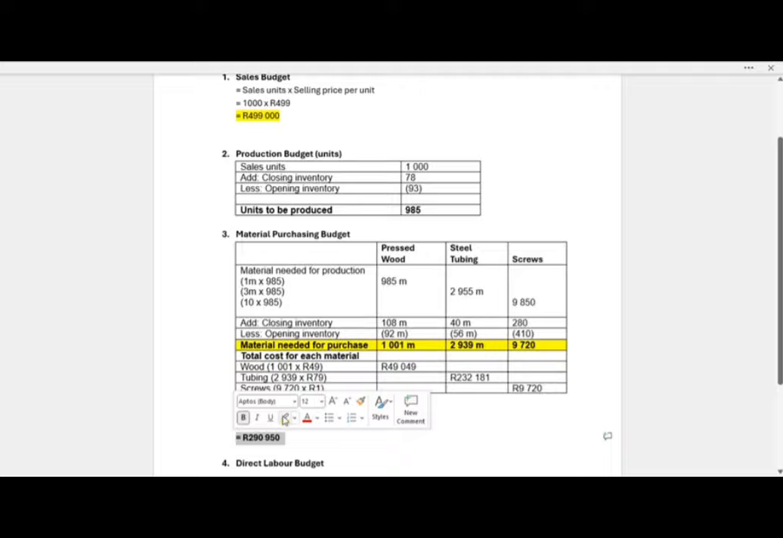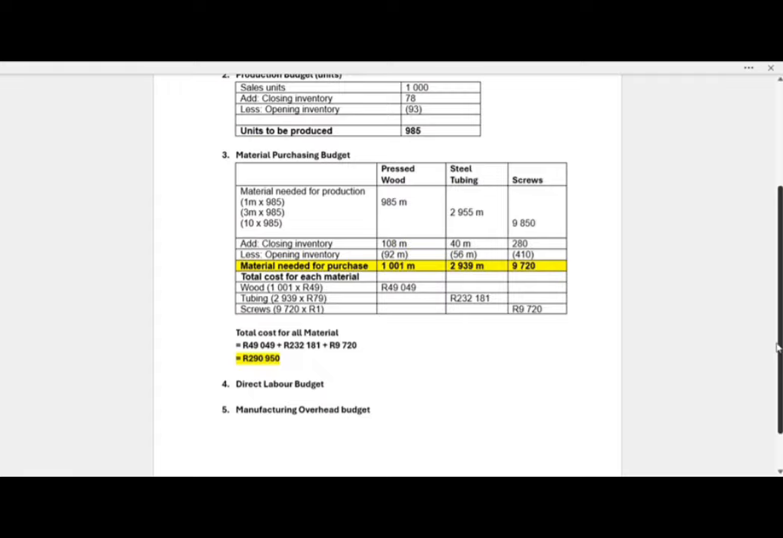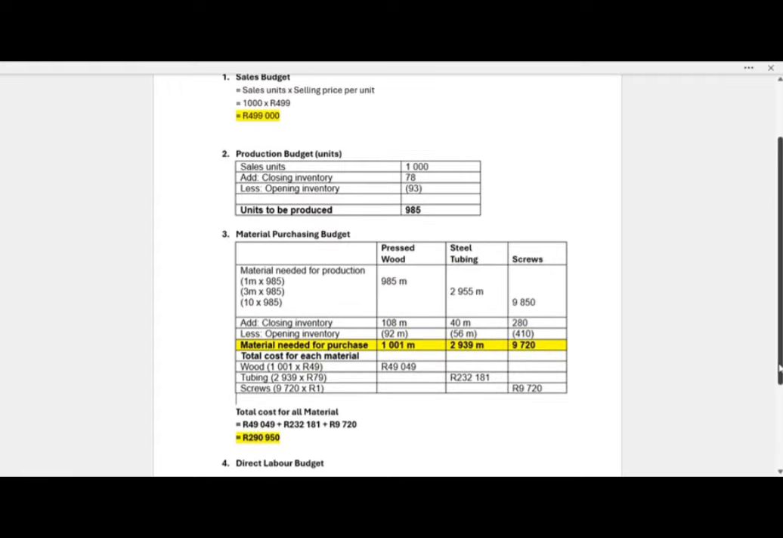All right, that is your material purchasing budget. Number one, you first calculate the total number of material needed for purchase. After that, you calculate the total for each. After that, you calculate the total for all materials. Then you'll be done with the material purchasing budget. All right, and now we are going to the direct labor budget.